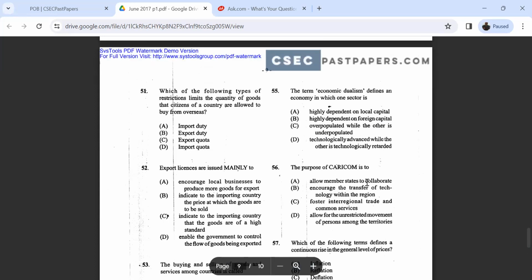Number 55. The term economic dualism defines an economy in which one sector is highly developed on local capital, highly developed on foreign capital, overpopulated while the other is underpopulated, or technologically advanced while the other is technologically retarded. Let me guess. I don't know if it's right, but it's D. What do you say?